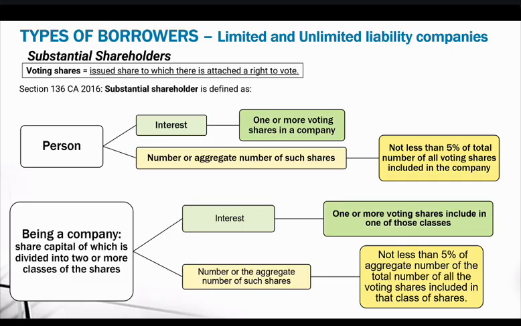First thing I've got to teach you is voting shares. Voting shares means the shares that give you the right to vote. If you have the majority of voting shares, you naturally have control of the company. And substantial shareholders, write down, is 5% and above of voting shares. Just to be clear, yeah? Voting shares.